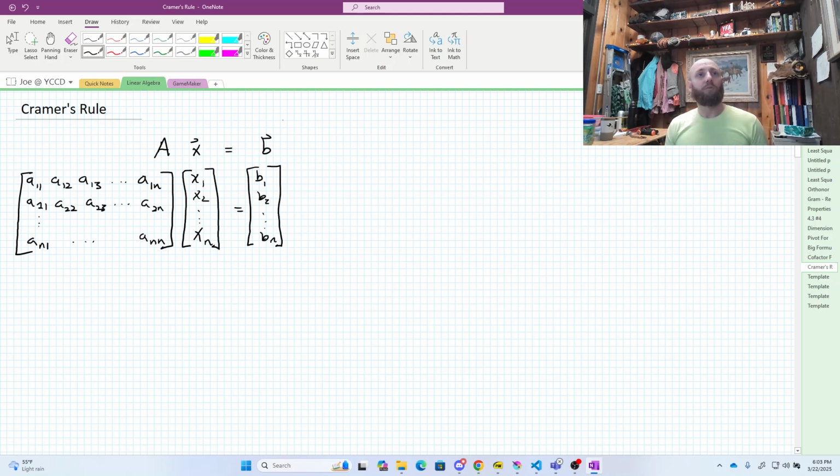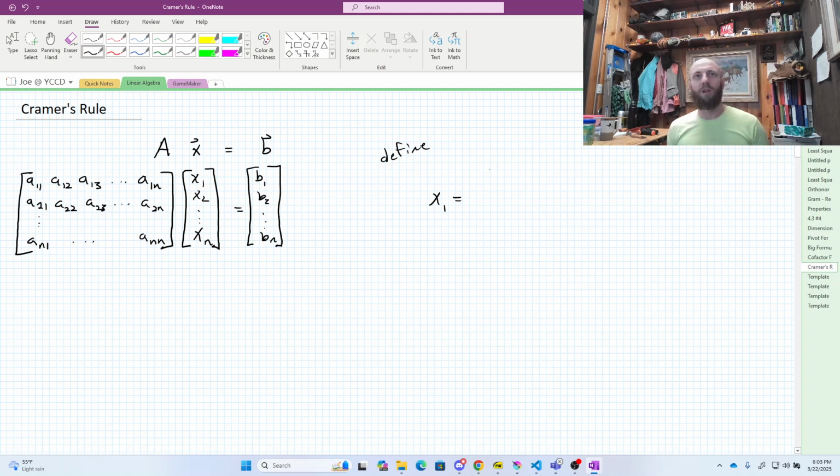So what we're looking at is an equation like Ax = b, and here I've got a matrix A, a vector x, and a vector b. And then what I'm going to do is make some new stuff. I'm going to make a new matrix. Let's define this matrix X1.